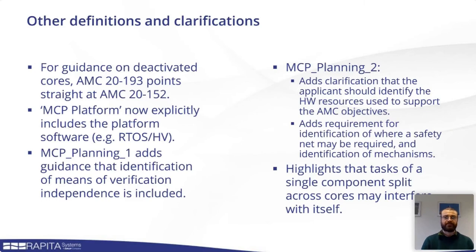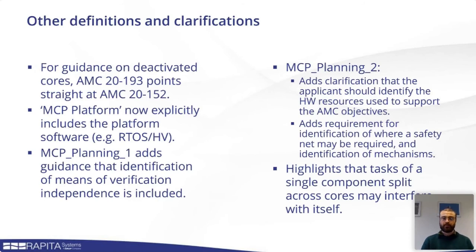The other modification in MCP Planning 2 that I would like to draw your attention to is the addition of a requirement for identification of where a safety net may be required, and the identification of the mechanisms which might be used during the planning stage. Again, this is something which I hope shouldn't be a surprise. Any mitigation plan mechanisms that are planned should of course be documented. It's just making it clear really that this is design work that should be undertaken during or before the planning phase, which is where we would hope these activities are being undertaken anyway.